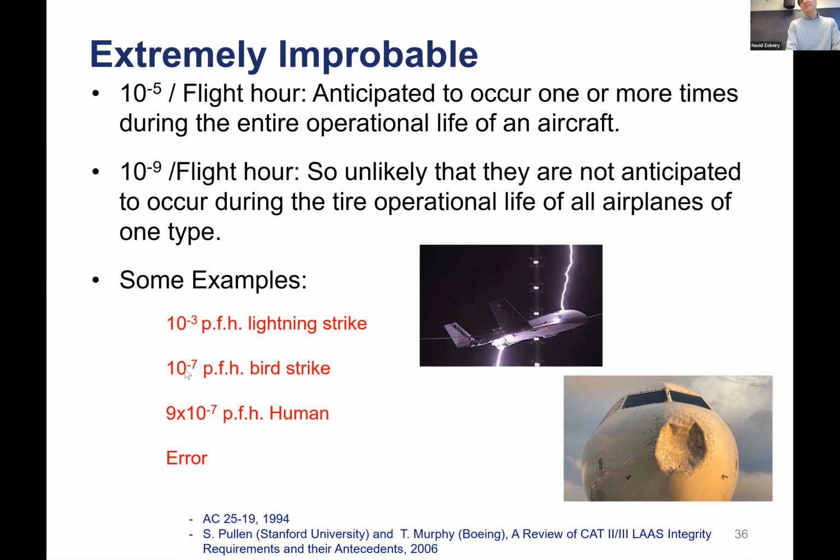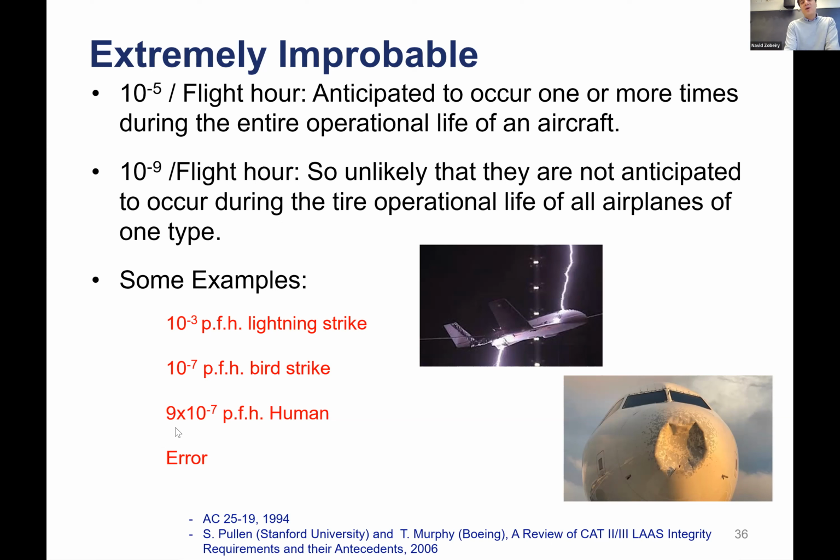Bird strike is quite rare, 10 to the minus 7 per flight hour. So it might happen to an aircraft, but it's not as common as a lightning strike. It might happen every, I can't calculate it now, but maybe every 30 years you have one bird strike, right? You design the aircraft for that as well, even though it's rare.